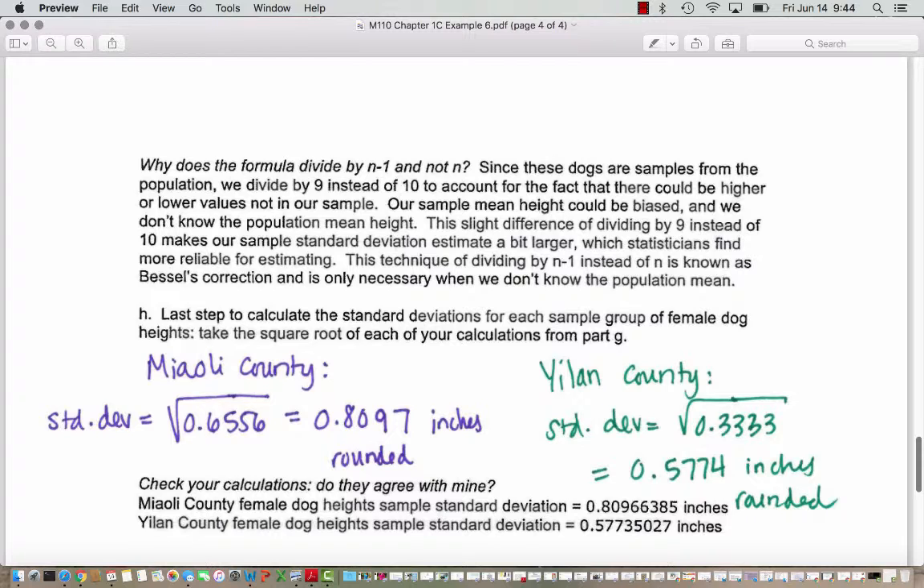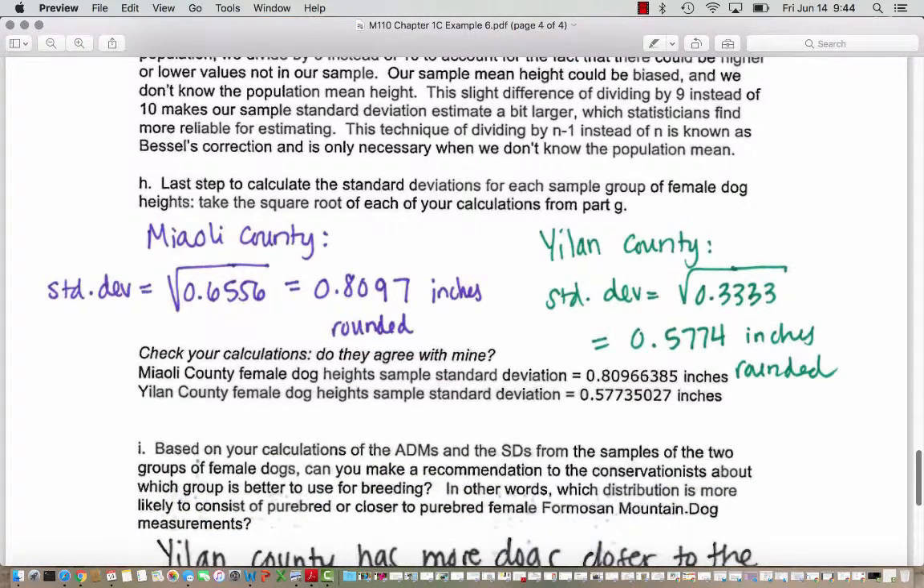All right, the last step to get from the variance to the standard deviation is to take the square root. So this 0.6556 was known as the variance for Miaoli County. I take the square root to get the standard deviation, and that is 0.8097 inches if I round. Similarly for Yalong County, I take the square root of the 0.3333, which was our variance, and I get for my standard deviation 0.5774 inches after I round.